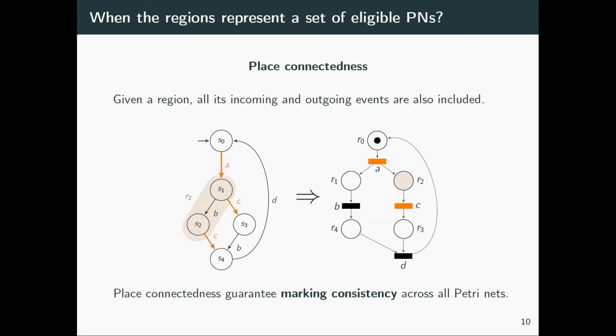In order to extend the process to a set of Petri nets, we should add the place connectedness property. Given a region, all incoming and outgoing events should take part in the resultant Petri net. Looking at the example, we have the region R2, which is connected to events A and C. Both of them have to become transitions connected to the place R2. This property guarantees marking consistency, so if a region is represented by a place in two different Petri nets, in both cases the places will have the same connected events.